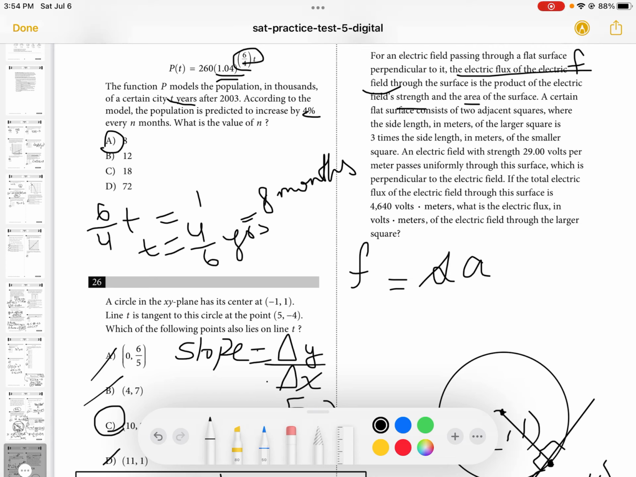A certain flat surface consists of two adjacent squares, where the side length in meters of the larger square is 3 times the side length in meters of the smaller square. An electric field with strength 29 volts per meter passes uniformly through the surface, which is perpendicular to the electric field. Okay, the total electric flux is 4,060 volts times meters. What's the electric flux in volts times meters of the electric field through the larger square?